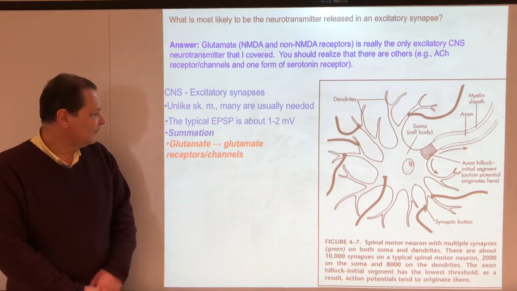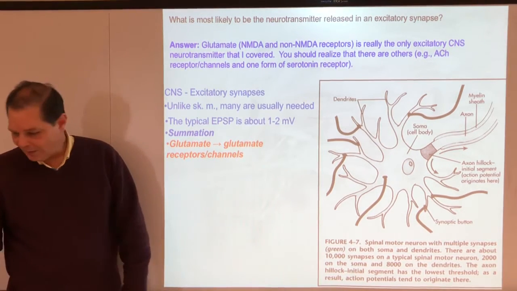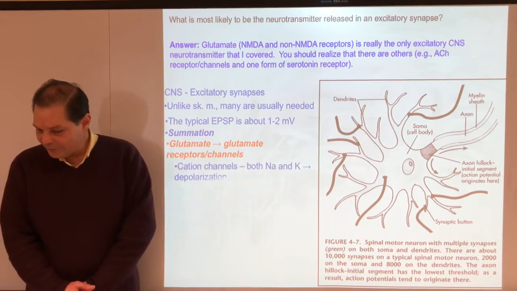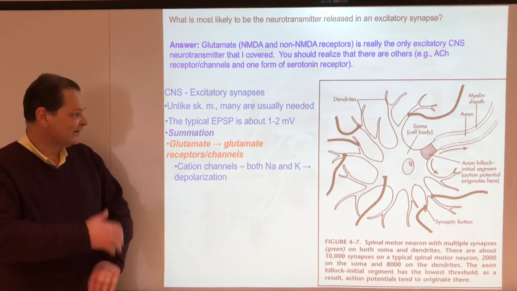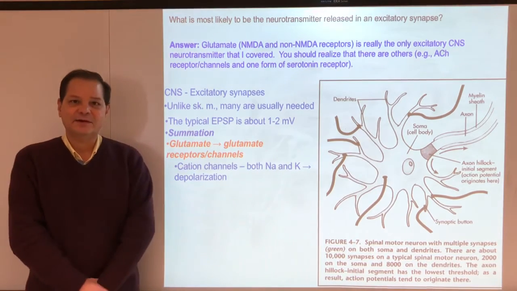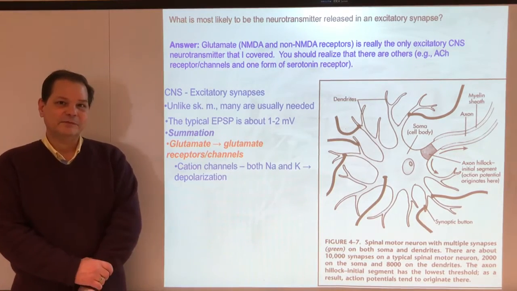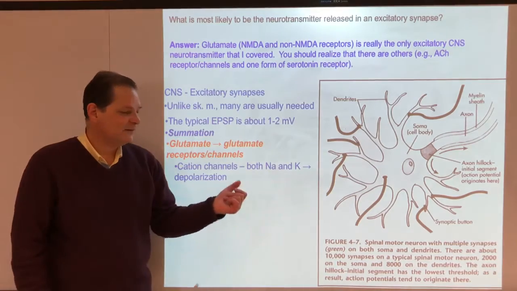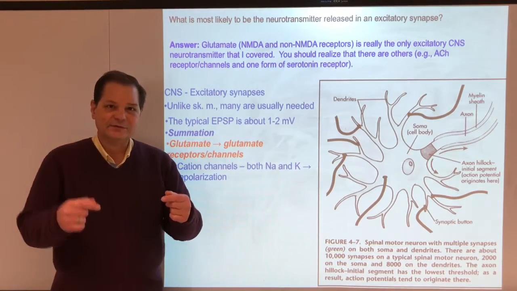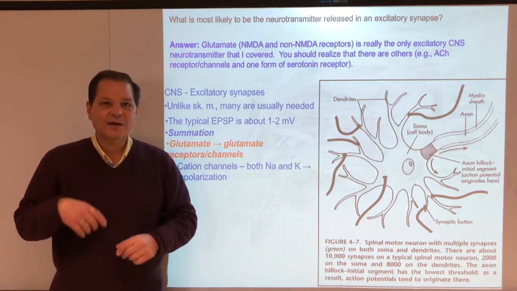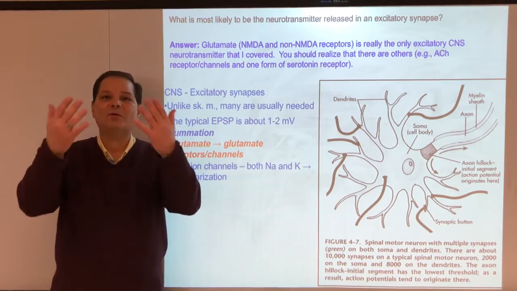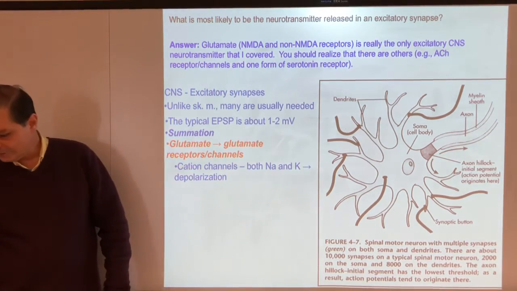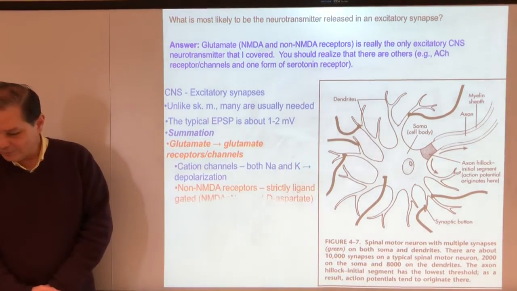So glutamate receptors are the channels that we covered, and these are non-specific cation channels, as are the nicotinic ACh receptors that we covered for the neuromuscular junction. Both sodium and potassium go through the channel. Sodium comes in, potassium goes out. The net effect is to depolarize the membrane, okay? So don't let that confuse you.